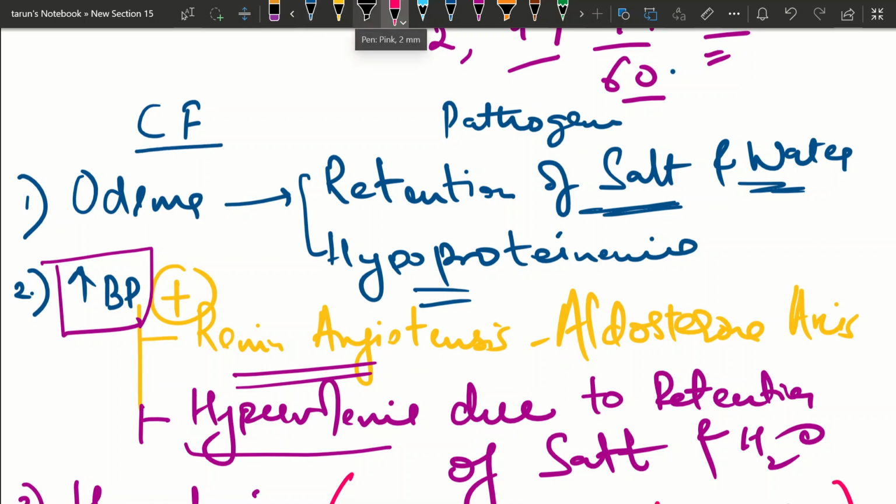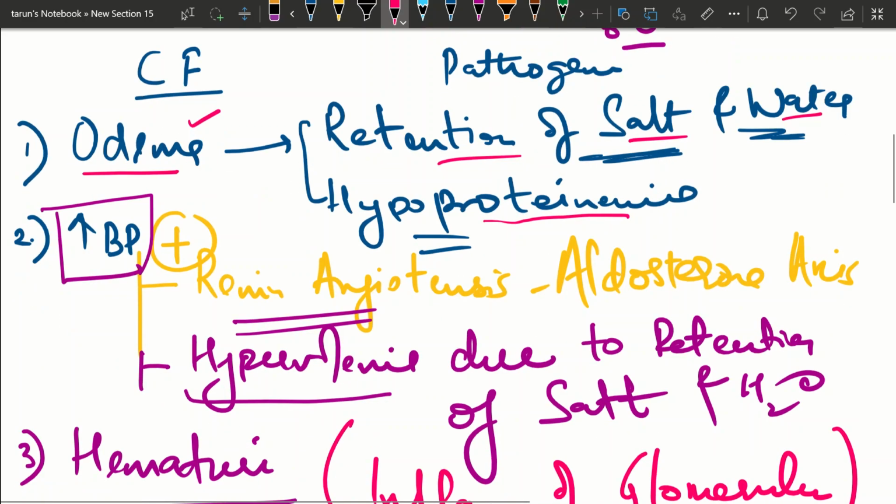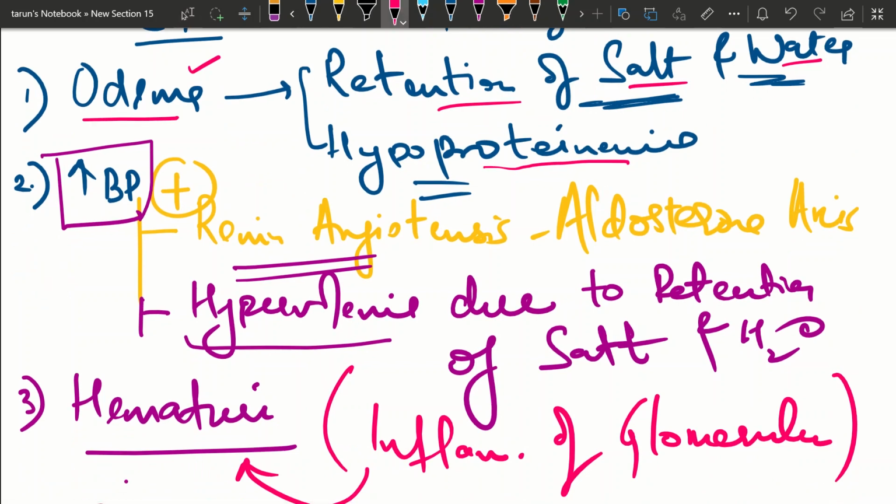So these patients have edema, and this edema occurs because of the retention of salt and water inside the body, and also because of the loss of protein in the urine. The state is known as hypoproteinemia. This hypoproteinemia and retention of salt and water can lead to the edema, swelling of the whole body. And also there is increased blood pressure.